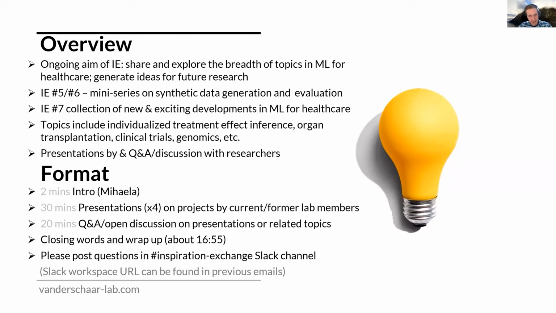In today's session, though, we'll be taking a look at a collection of new and exciting developments in machine learning for healthcare. These are from a range of different areas that we've chosen based on their interest or relevance from a research perspective. The topics include, for example, individualized treatment effect inference, organ transplantation, clinical trials, genomics, and more. These presentations will be given by a range of the researchers who've worked on these projects, who will be available to answer your questions as well.